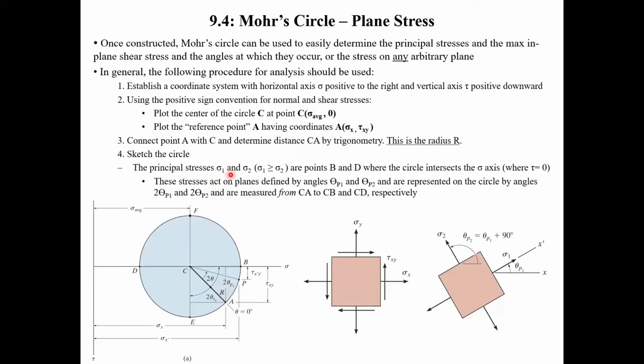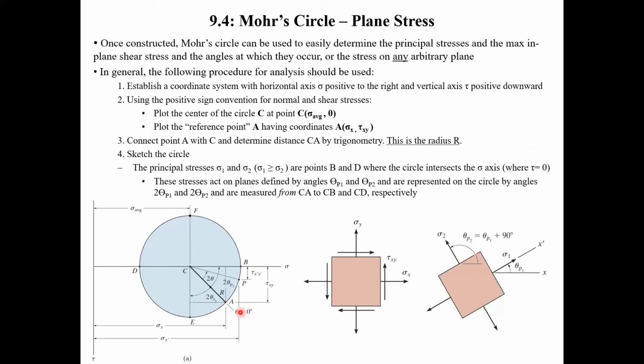Now your principal stresses are just going to be located at these points B and D, where B is sigma 1 because that's your larger normal stress, the one that's further along your sigma axis, and D is going to be sigma 2, okay, because that's your minimum normal stress. Sigma 1 is always greater than or equal to sigma 2. Okay, so again, those principal stresses are where tau is equal to 0. That's shown here again for you on the element.